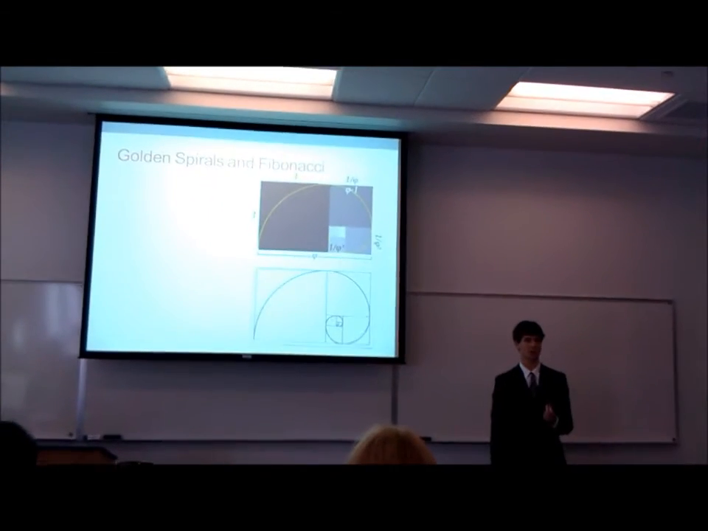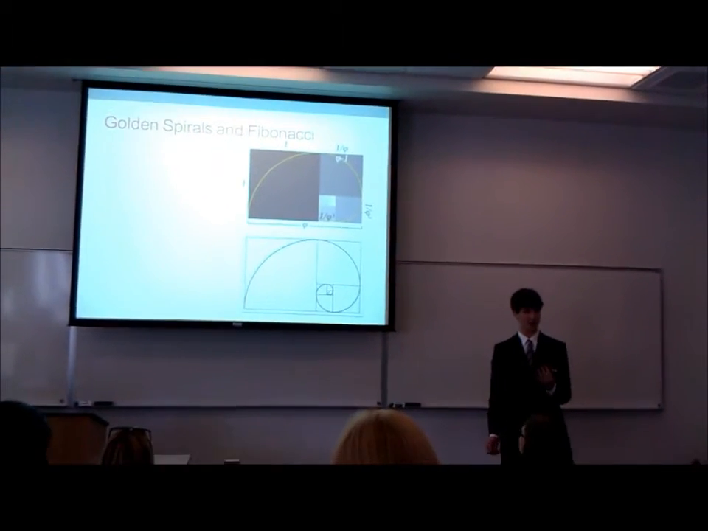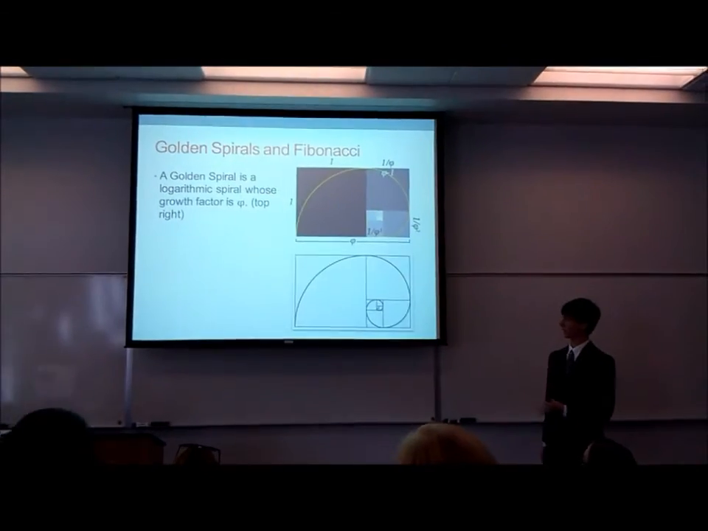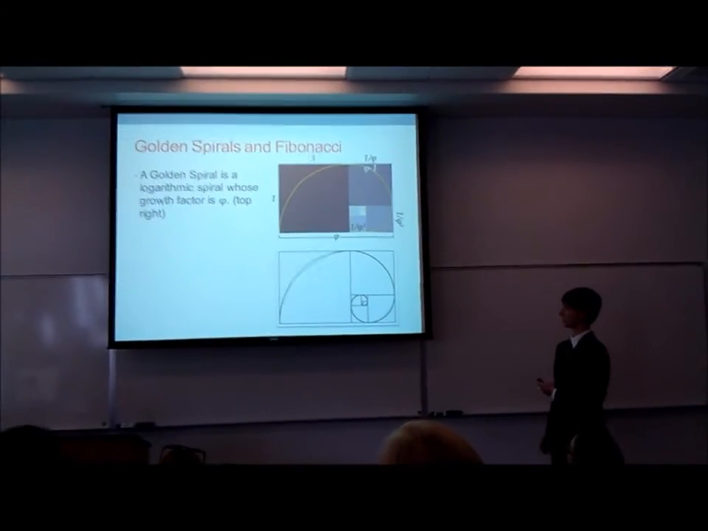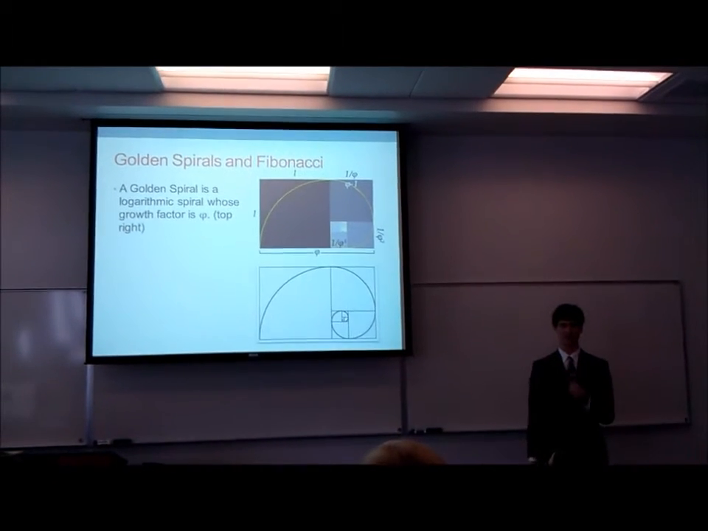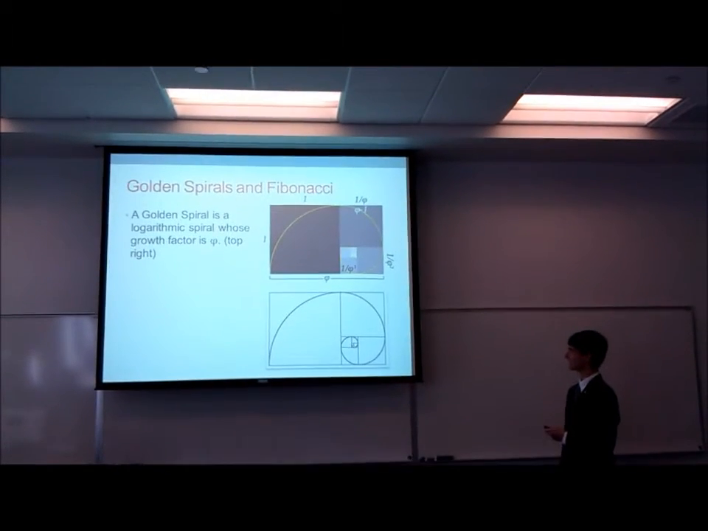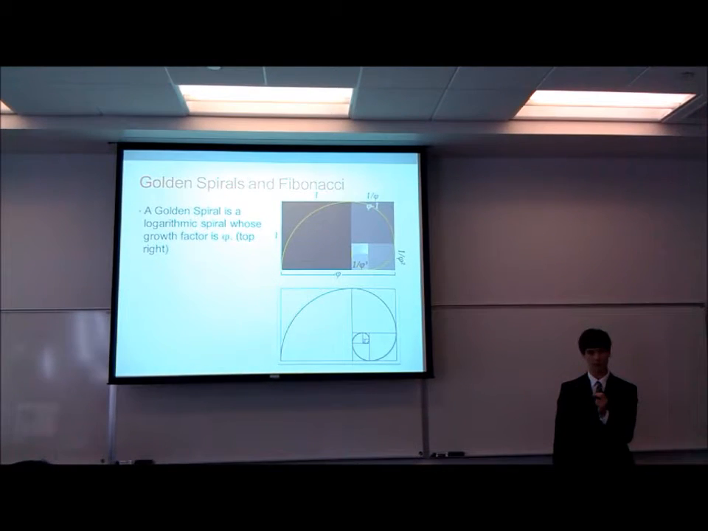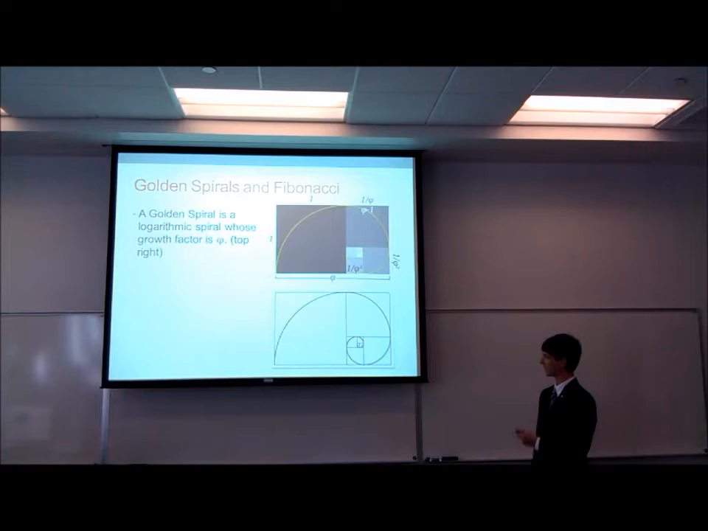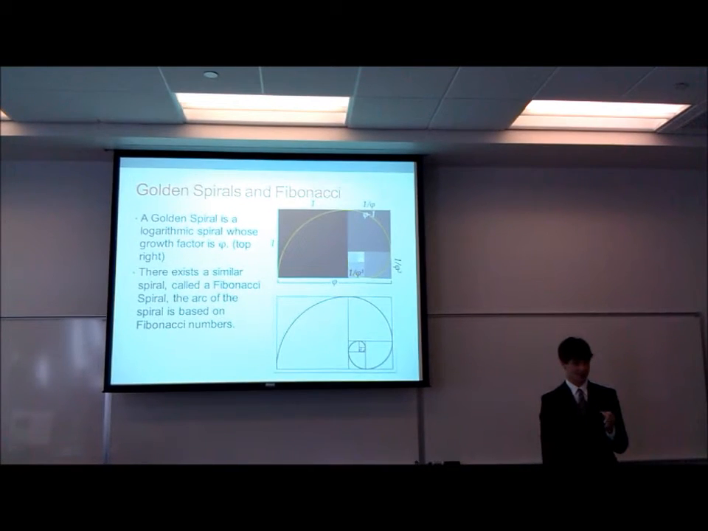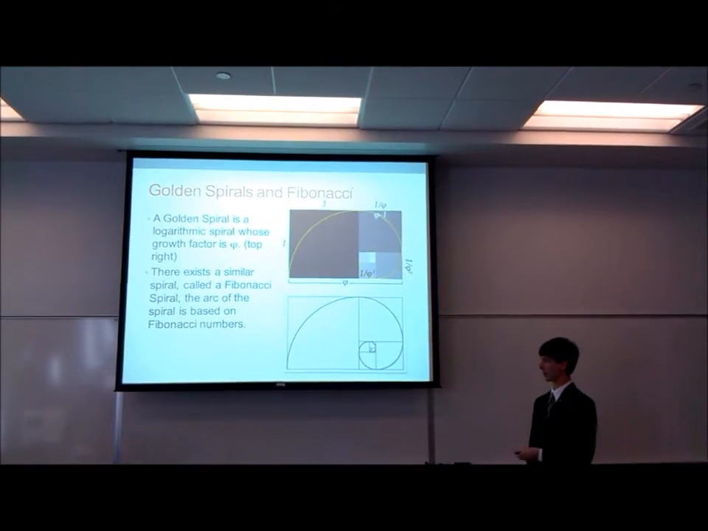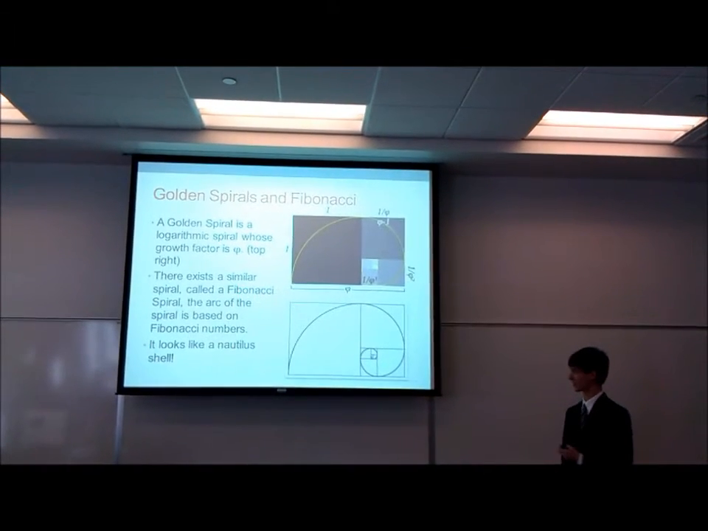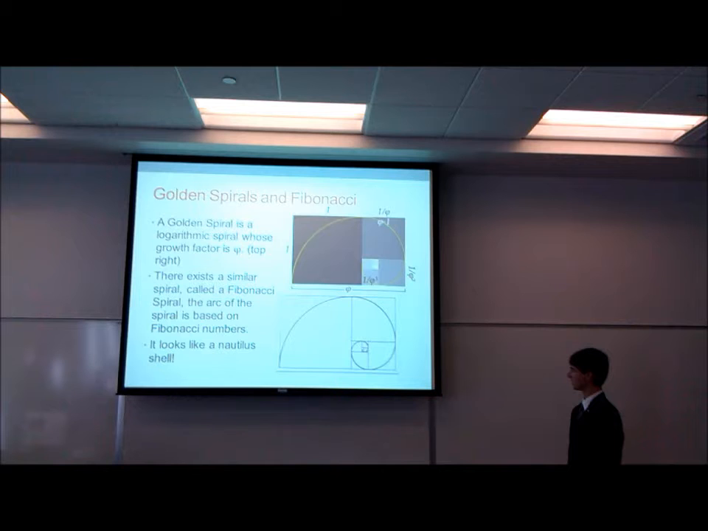Another interesting relationship that Fibonacci numbers and the golden ratio have are golden spirals. A golden spiral is a logarithmic spiral, that's just that thing on the right, whose growth factor is phi. Basically what that means is that each quarter turn of the circle, that line is 1.618 times further away from the center. And there's a similar spiral called the Fibonacci spiral, where the arc is based on Fibonacci numbers.